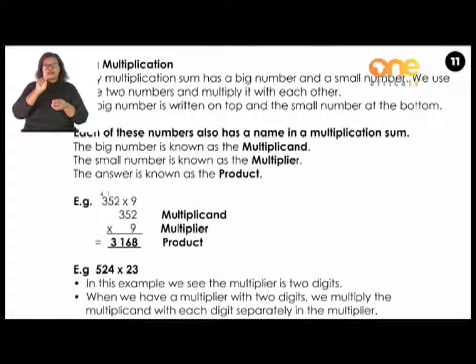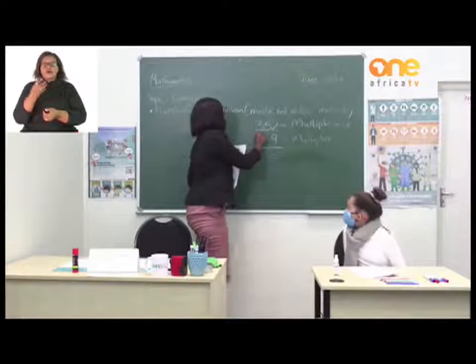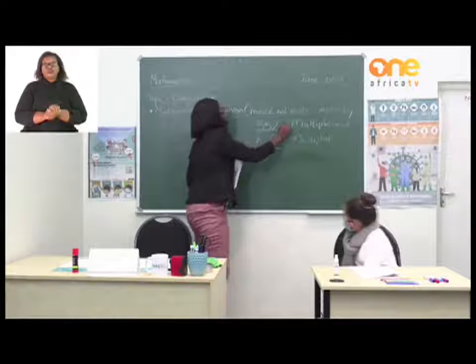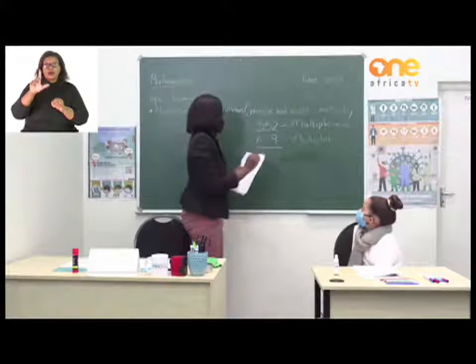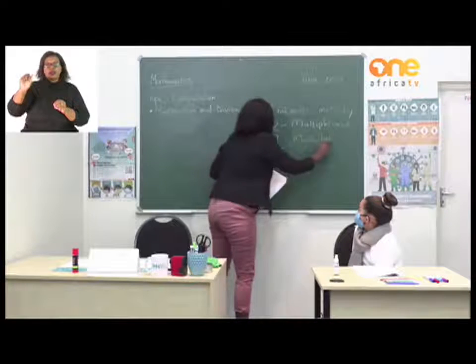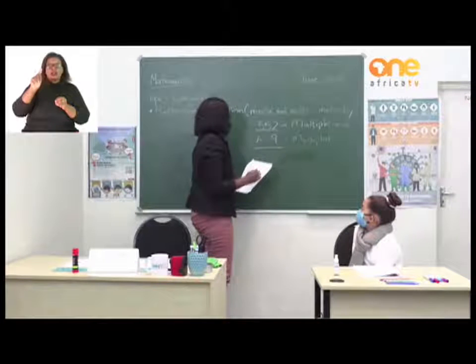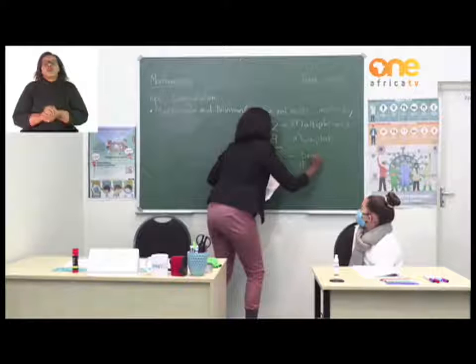Boys and girls, let's go for the first example, whereby we have 352. This number we call the multiplicand. And then the smaller number, which is 9, we call the multiplier. So we need to multiply these two numbers so that we can get our product.